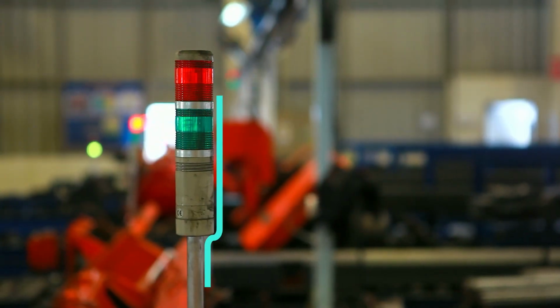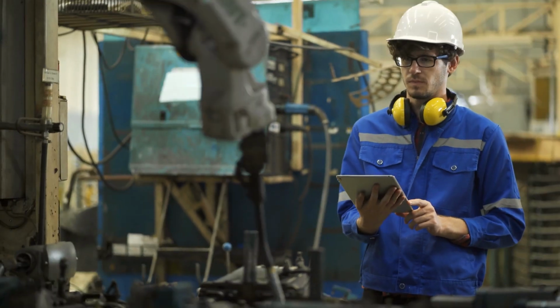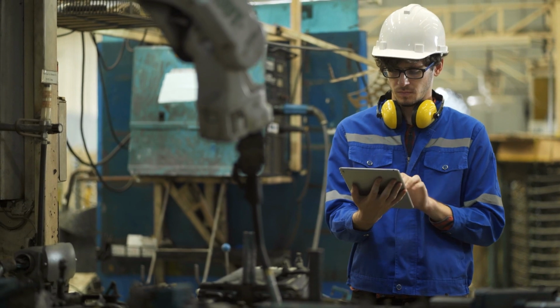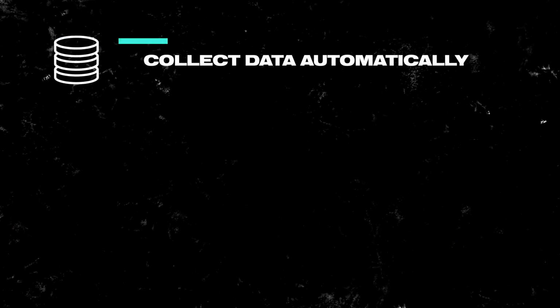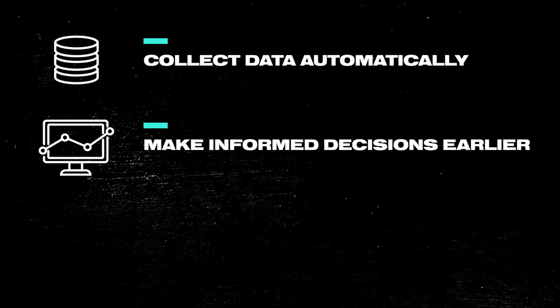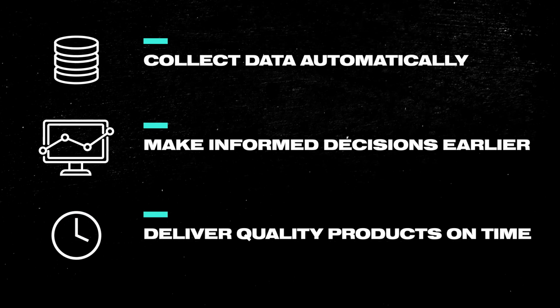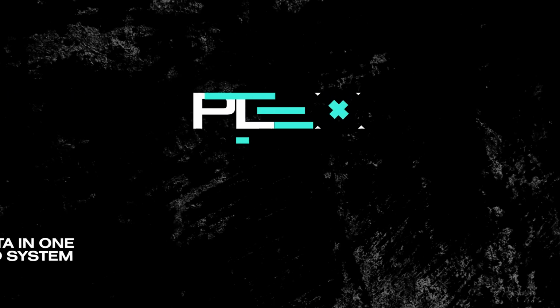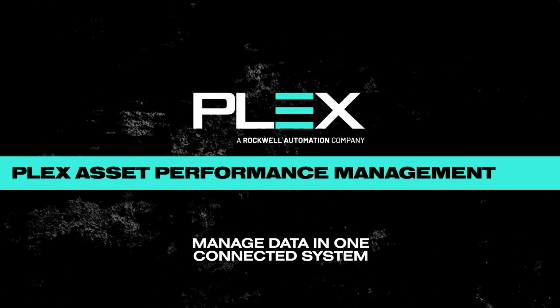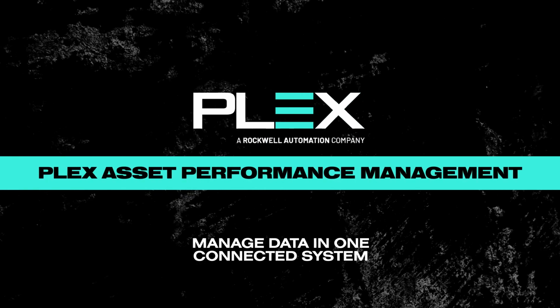If your machines aren't operating as they should, it impacts every other aspect of your manufacturing success. Collect data automatically, make informed decisions earlier, and consistently deliver quality products on time, every time, by managing data in one connected system with Plex Asset Performance Management.